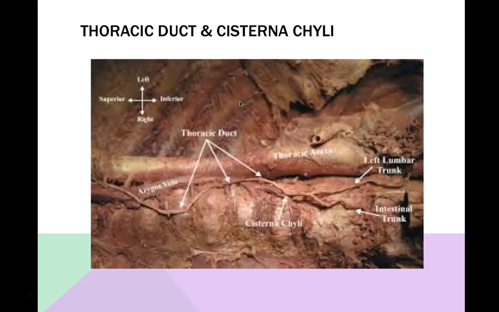So here's what it'll look like in a cadaver. I apologize, this picture is blurrier than what I thought it would look like, but we can identify the descending aorta over here. This is superior, this is inferior, this is to the left, and this is to the right. So our descending aorta is sitting right here.